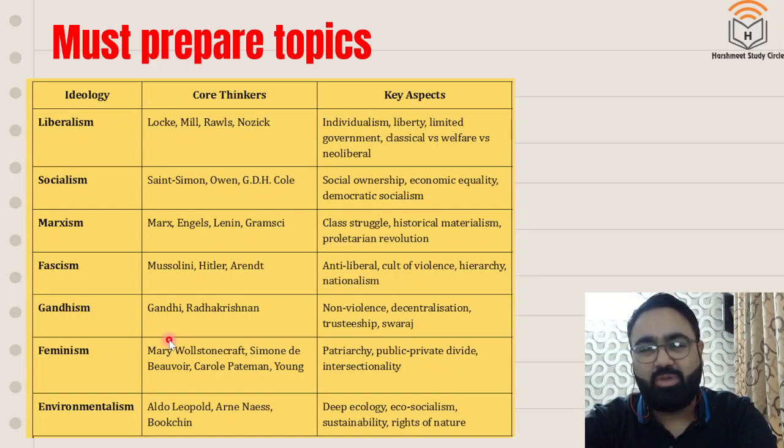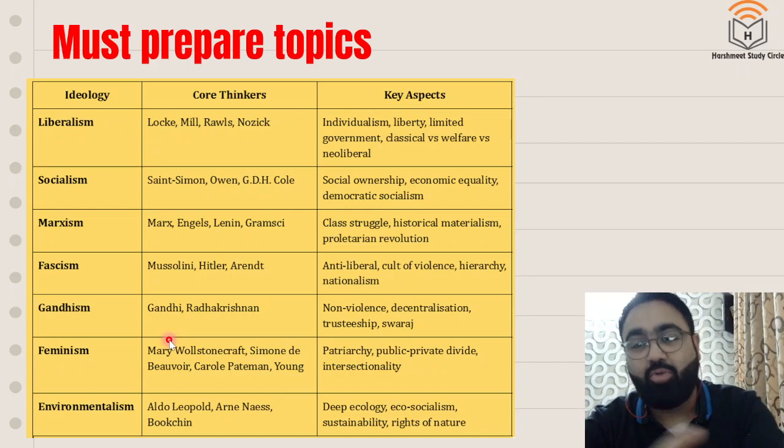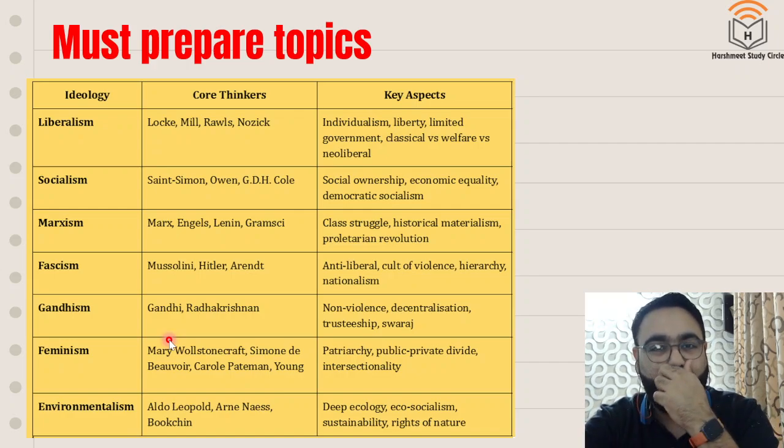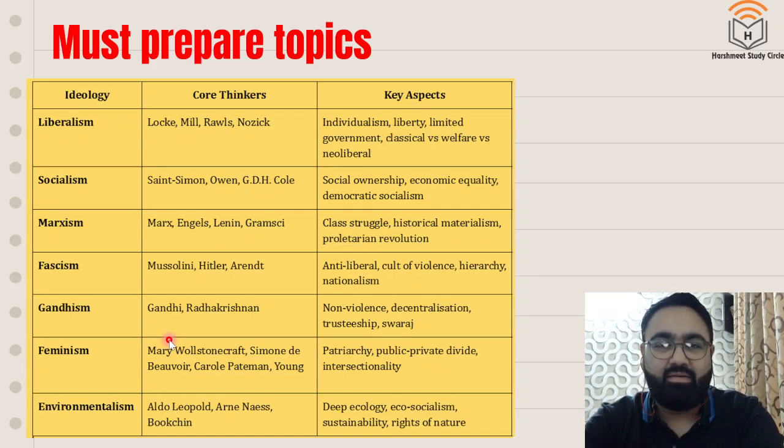Marxism, obviously, has to be Karl Marx and Friedrich Engels, and Gramsci in neo-Marxism. If you are writing about neo-Marxism, how it has evolved, or someone who criticizes Marx a bit, there you have to quote Gramsci. Fascism, again, cannot be fascism without Mussolini. Mussolini, Hitler, Hannah Arendt's view about fascism. Then Gandhism, Mahatma Gandhi.